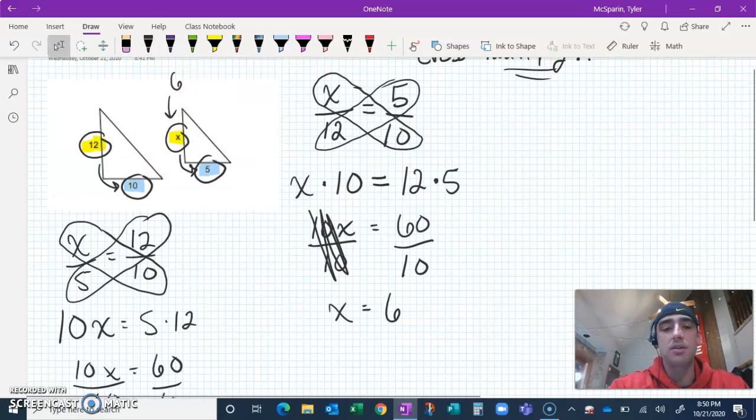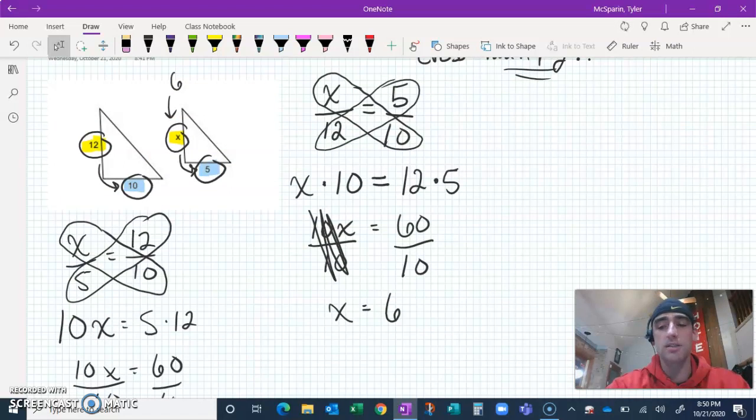So it doesn't really matter which way you make your fractions as long as you're consistent. You can't go yellow divided by blue and then flip it and go blue divided by yellow. That doesn't work, okay? You have to go the same direction, be consistent, keep your x on top. It's going to make life easier, okay?